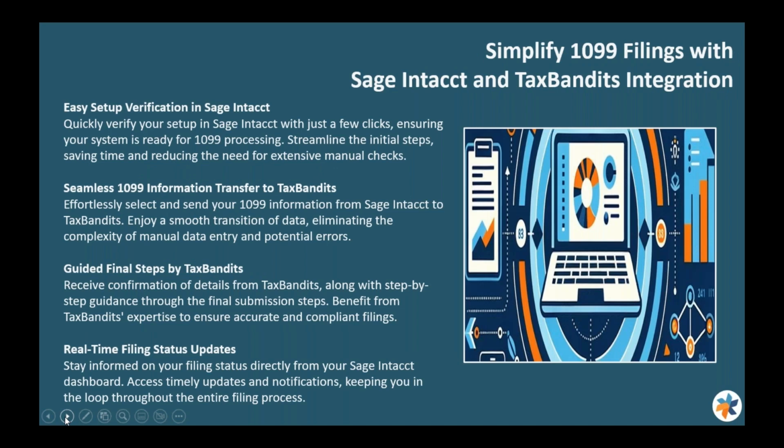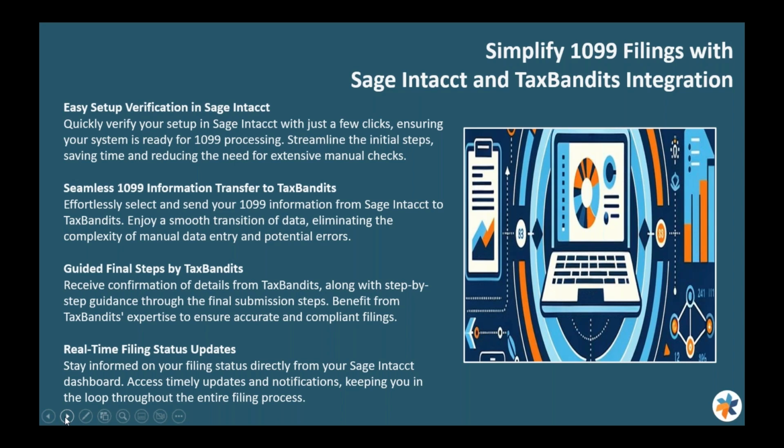A new product update that was rolled out in 2023 was Tax Bandit within Sage Intacct. It offers effortless transfer of 1099 information from Sage Intacct to Tax Bandit, which will eliminate the complication of manual data entry and potential errors.